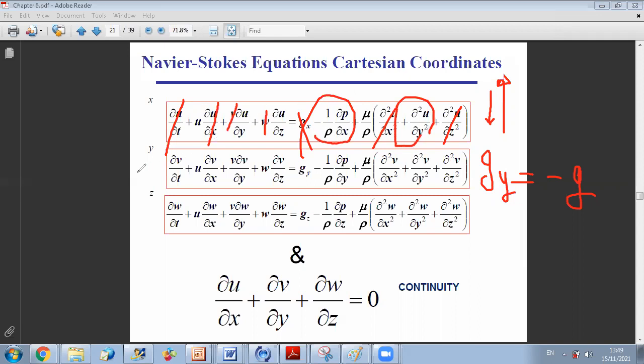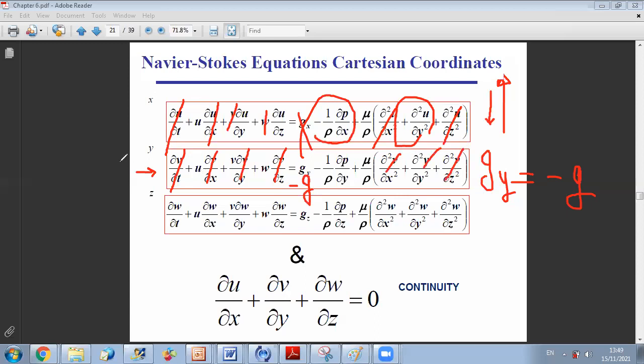Now we move to simplify the second Navier-Stokes equation along y. Steady situation, so del v by del t is 0. v is 0, so this term cancels out, and this one also, and this one also. Concerning gy, it's minus g, and minus 1 over rho del p by del y. Now v is 0, so all of these terms will cancel out.